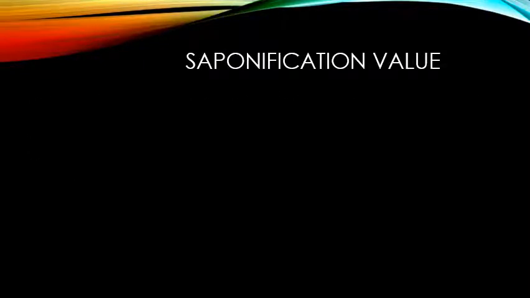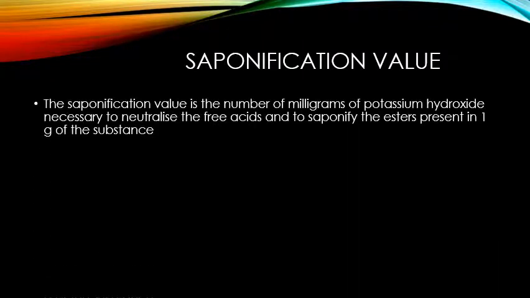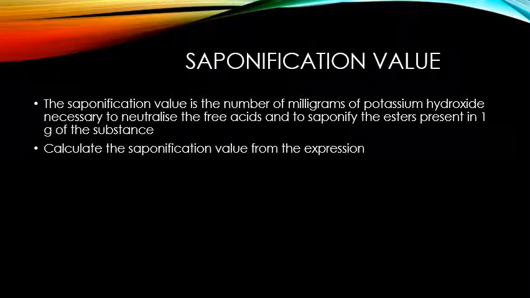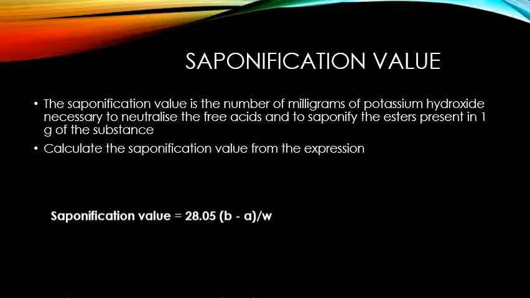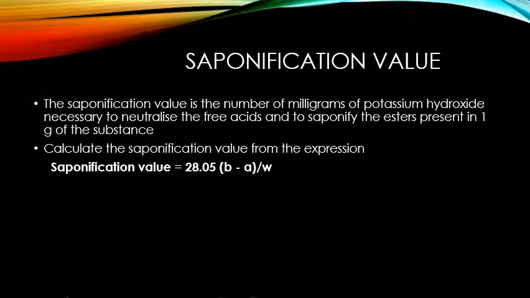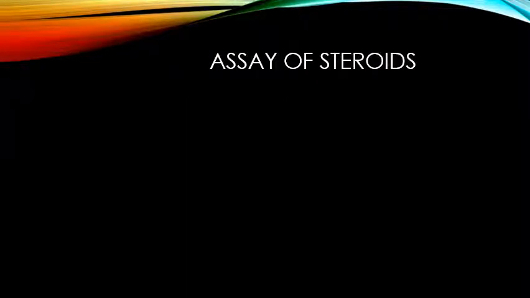Then saponification value is the next assay. The saponification value is the number of milligram of potassium hydroxide necessary to neutralize the free acid and saponify the ester present in 1 gram of the substance. The saponification value is calculated by the expression: saponification value is equal to 28.05 into bracket B minus A divided by W, where W is the weight in gram of the substance.